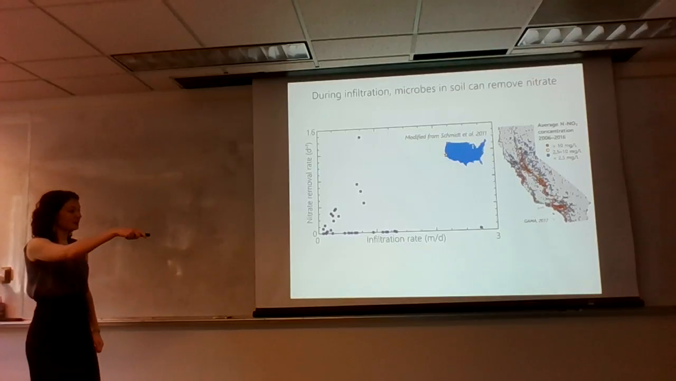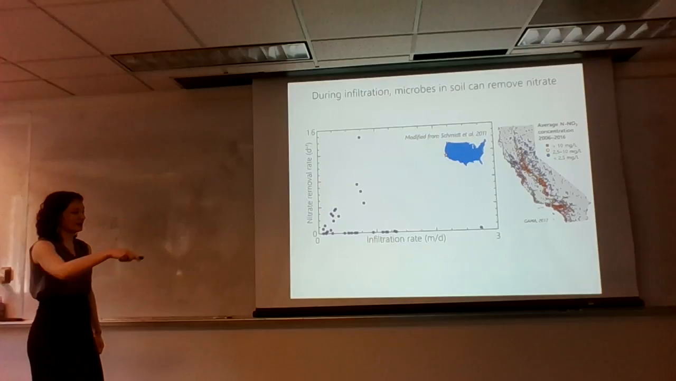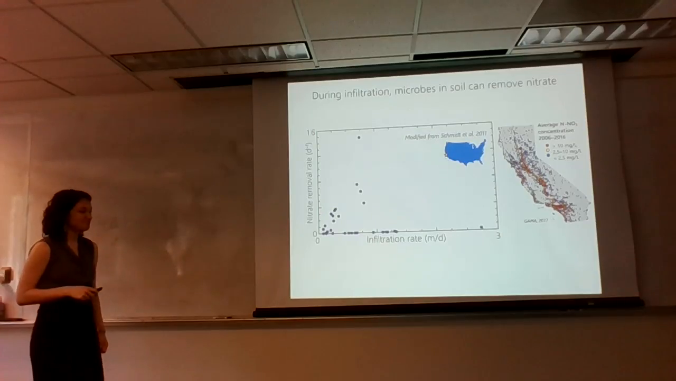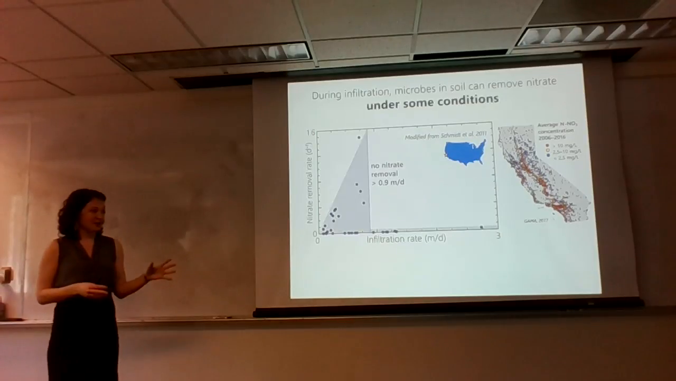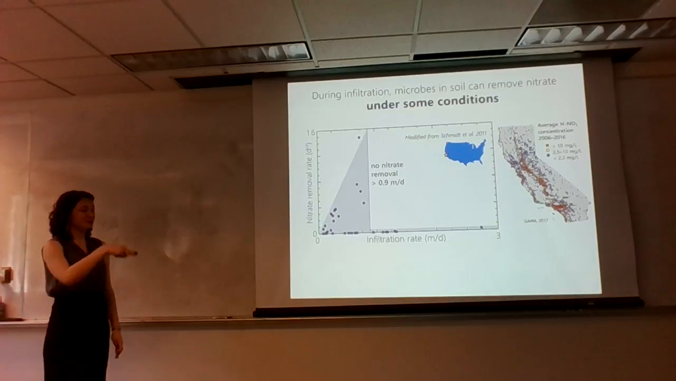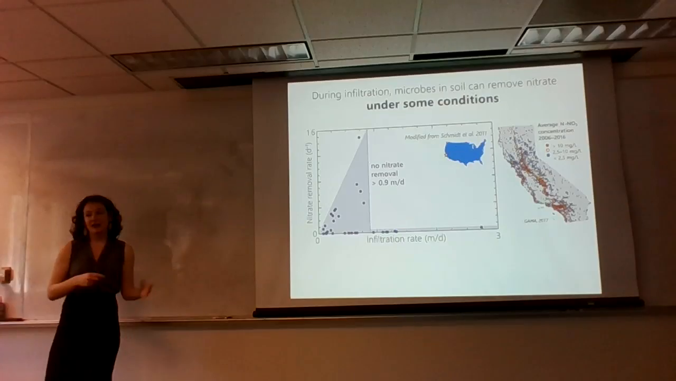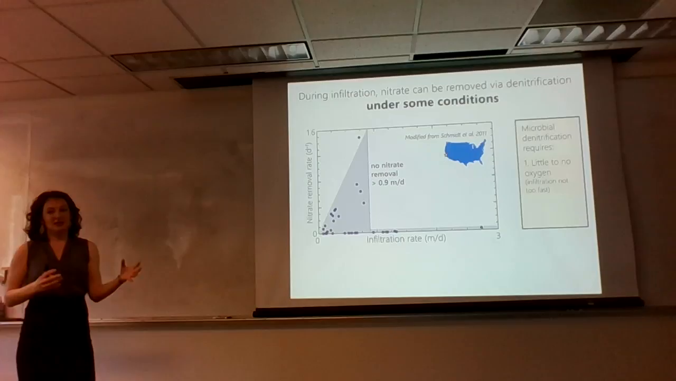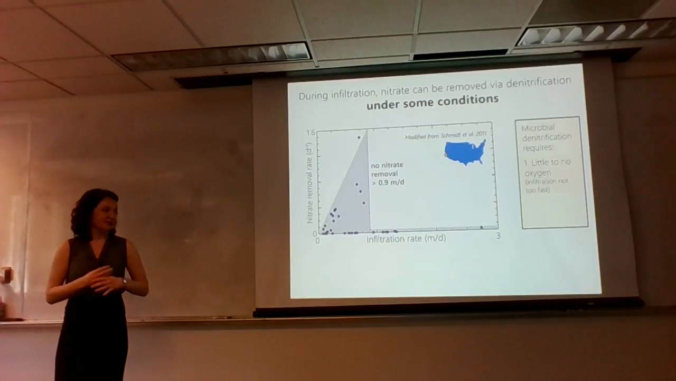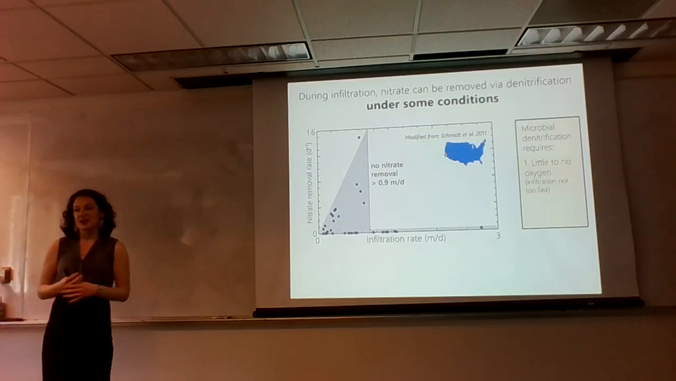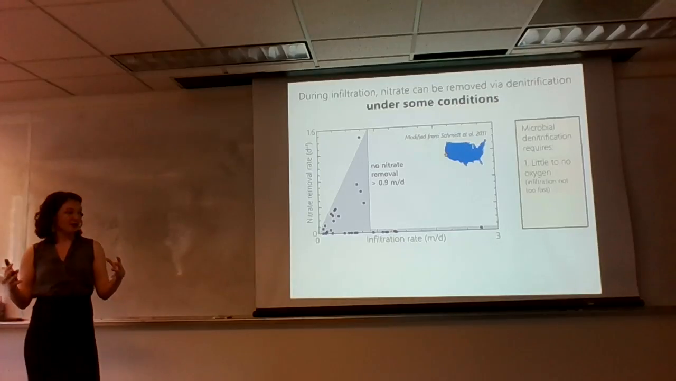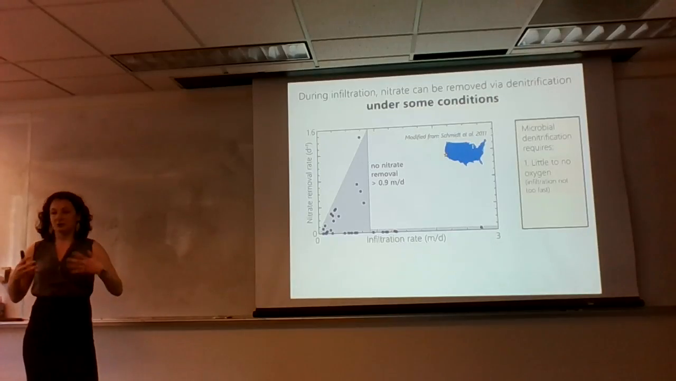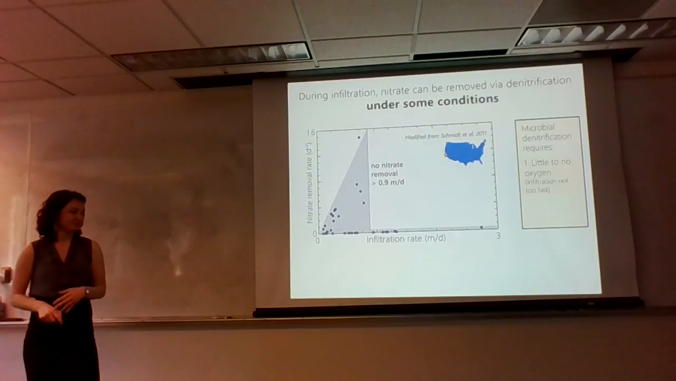And this is data from an active MAR field site in the Pajaro Valley showing evidence of denitrification. This data showing nitrate removal rate plotted against infiltration rate. A few important takeaways from this data. At least in this study, no nitrate removal was observed at infiltration rates above about 0.9 meters per day. We think this is because microbial denitrification requires that there's little to no oxygen present. And at some point, if water is infiltrating too quickly, the delivery of oxygen will be so fast that anoxic or suboxic conditions never develop.